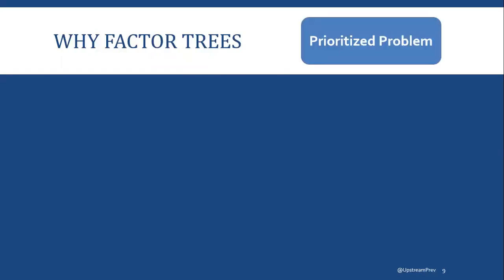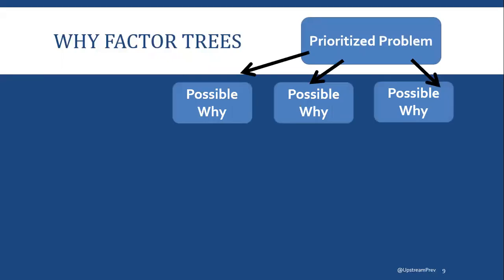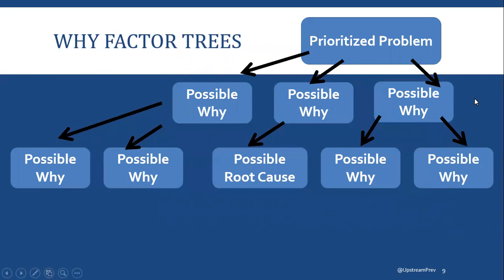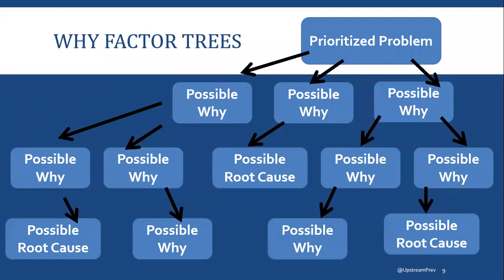So we can take our prioritized problem and think about why. We may come up with multiple different reasons why, right? And then for each of those possible reasons, we're going to ask why again, and we may come up with multiple whys for each of those, right? At some point, we're going to identify a possible root cause. We're going to identify those possible reasons or underlying factors that are happening and working their way up to being related to that problem. It may happen on the first why, may happen on the second, could happen on the third. We would just keep going, right?